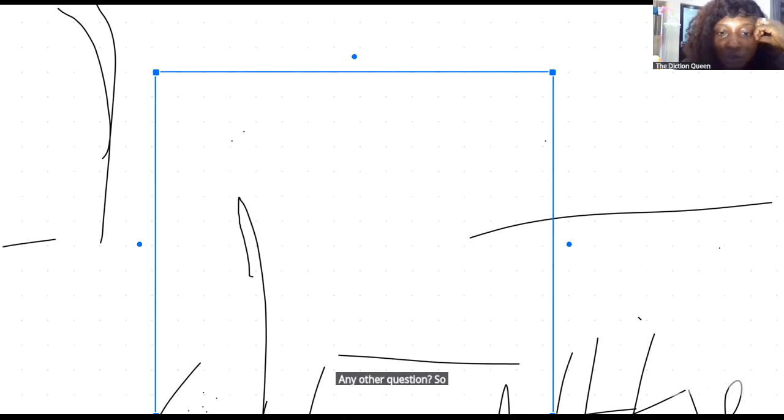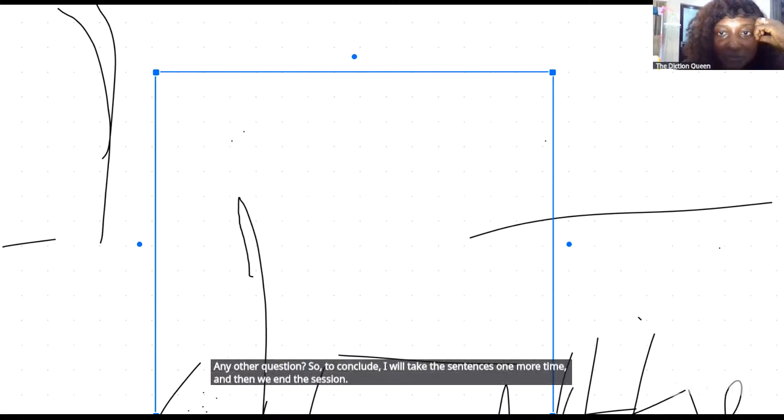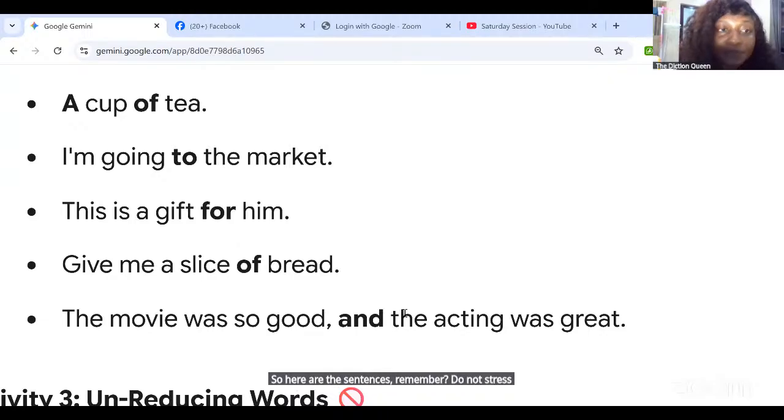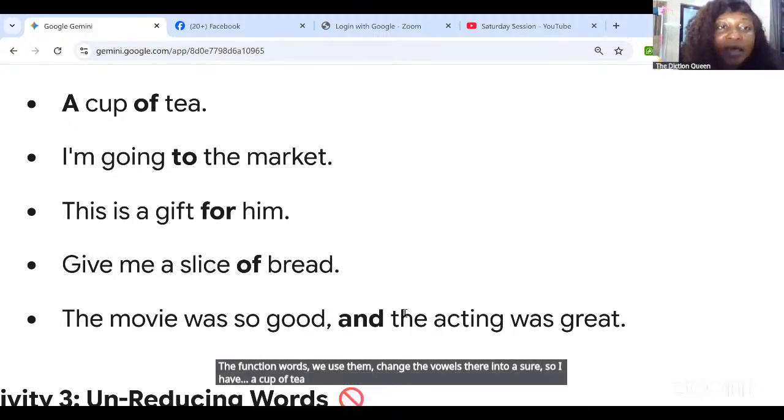So to conclude, I'll take the sentences one more time and then we end the session. I want to share my screen. So here are the sentences. Remember, do not stress the function words. We use them, changing the vowels there into a schwa. So I have a cup of tea, a cup of tea.